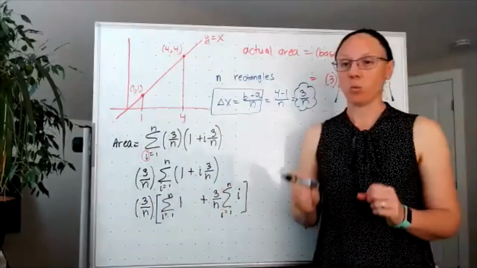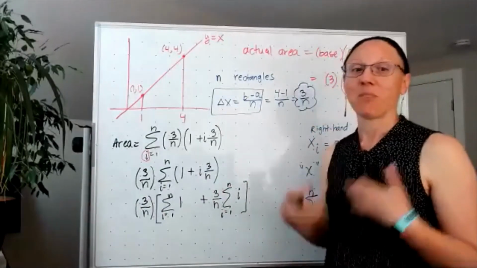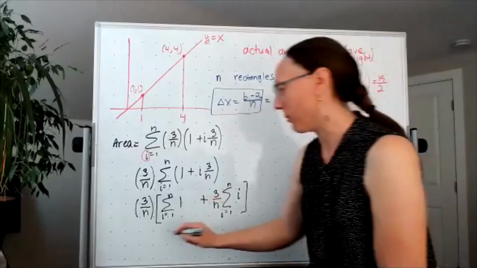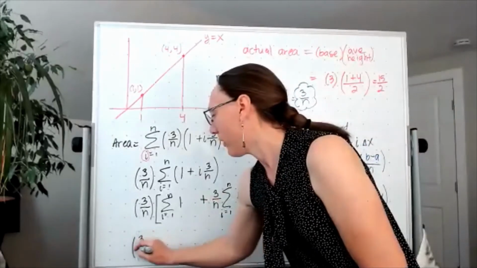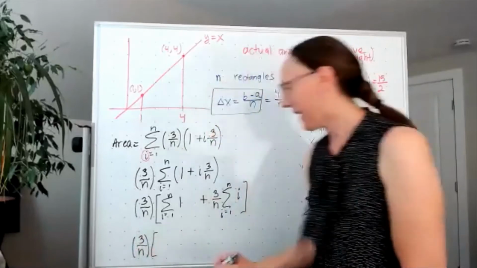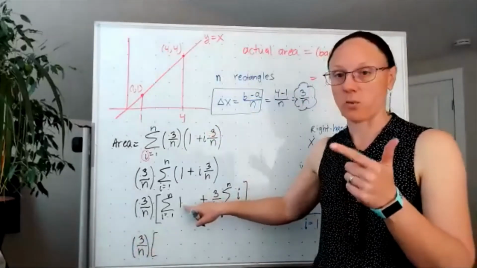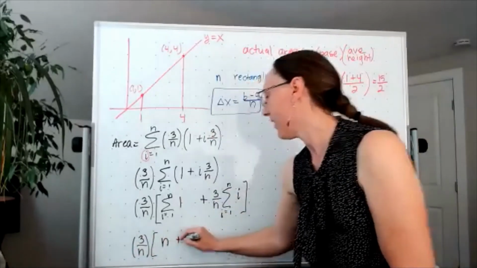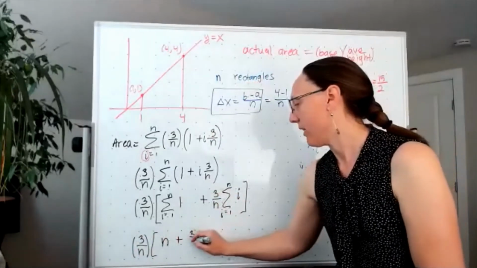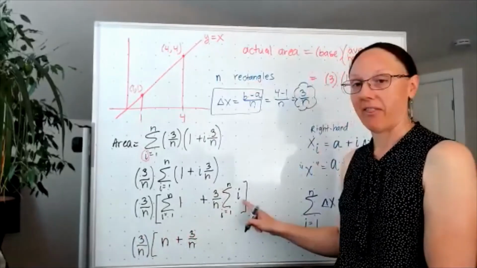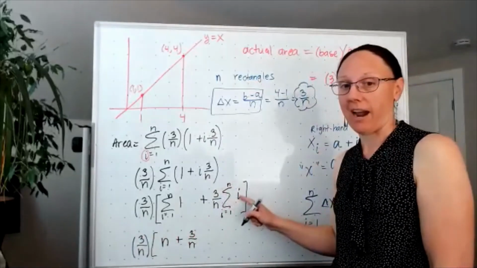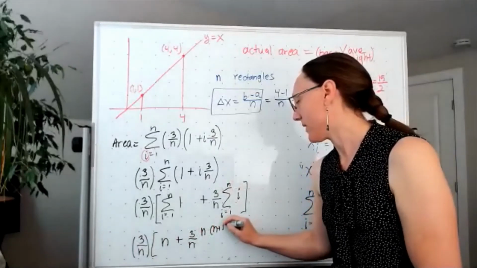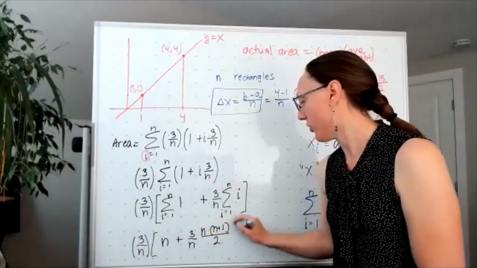Thanks for hanging with me. We're getting close. Now I can apply those sigma notation rules that we were talking about before. So I've got 3 over n here. If I take 1 plus 1 plus 1, n times, I'm going to get n. Here I'll have that 3 over n that was sitting out in front. And then our formula for the sum of i from 1 to n is n times n plus 1 all over 2.